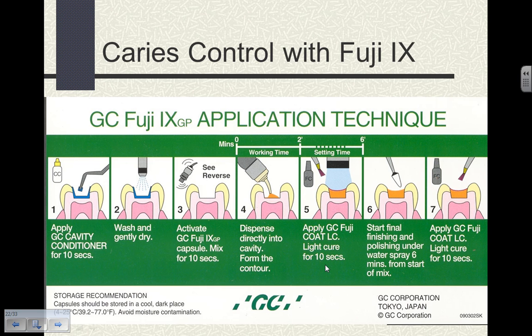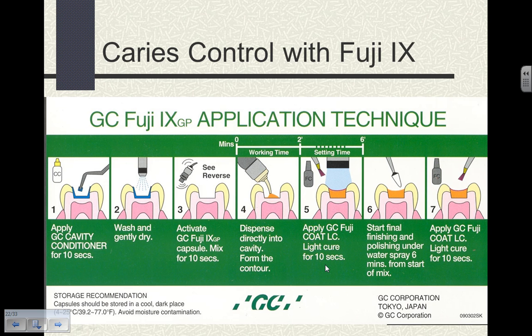We cover it with Fuji Coat Light Cure, and this is a light cure surface coating because when conventional glass ionomers set, they lose moisture. It affects their physical properties. They become more opaque. They can actually get cracking.